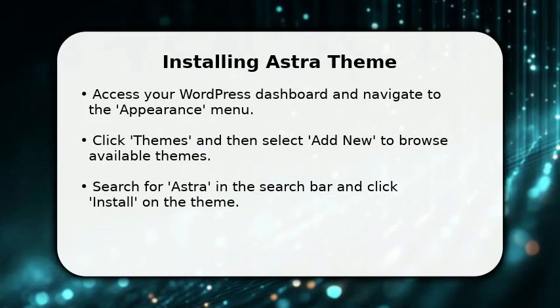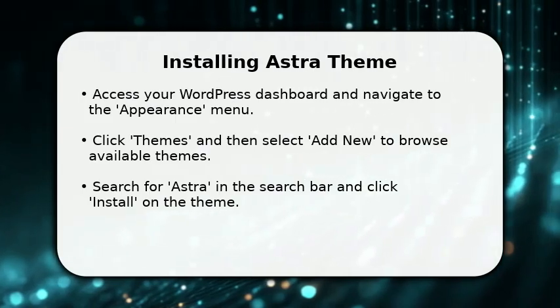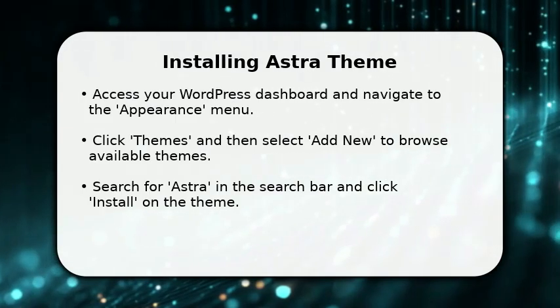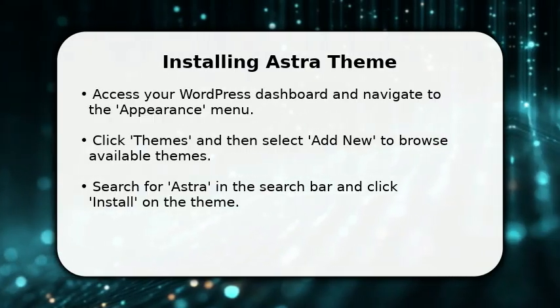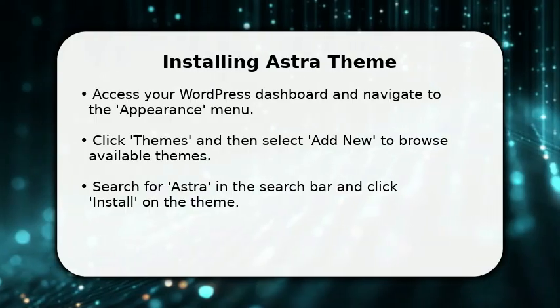Enjoy the video. In this video, I will explain how to get the Astra theme in WordPress. First, log into your WordPress dashboard. Navigate to the Appearance menu on the left sidebar, then click on Themes.